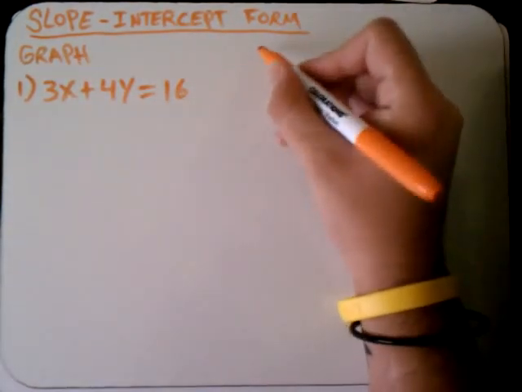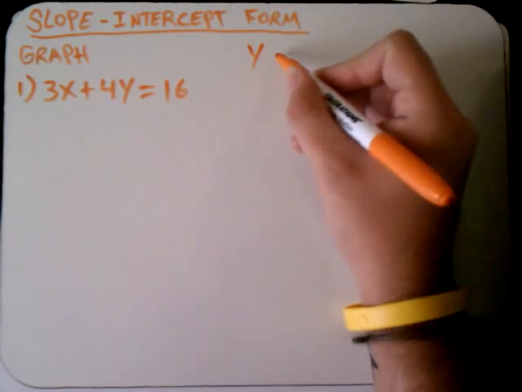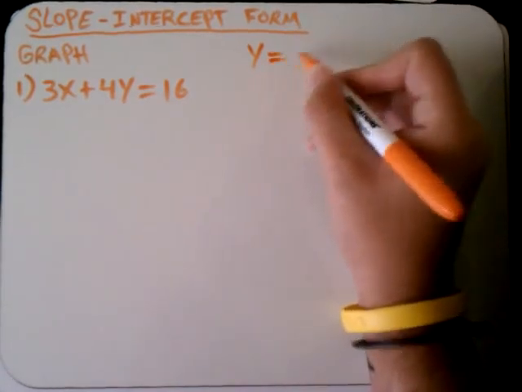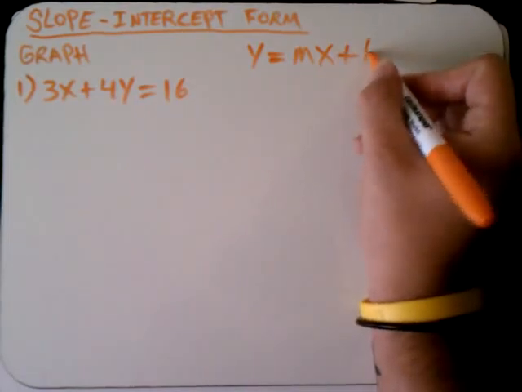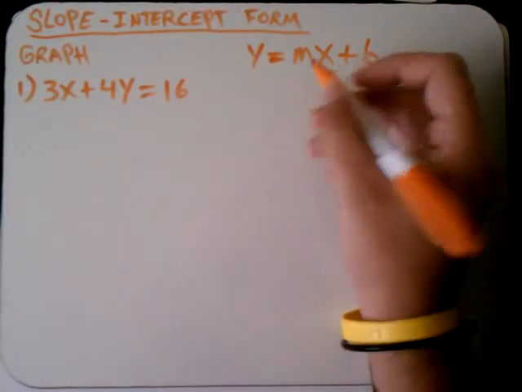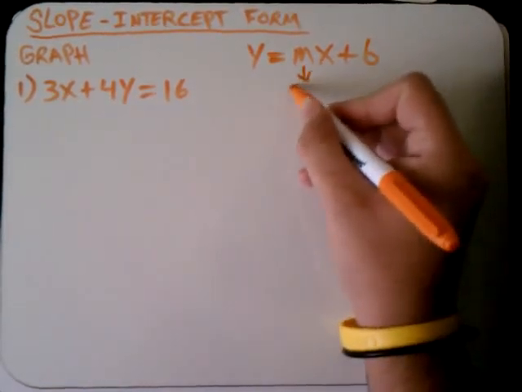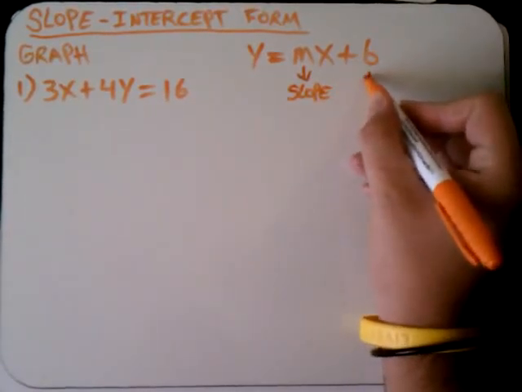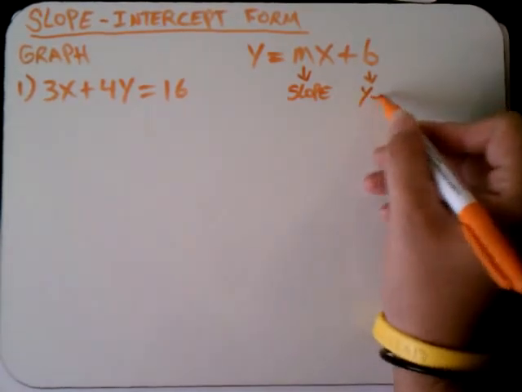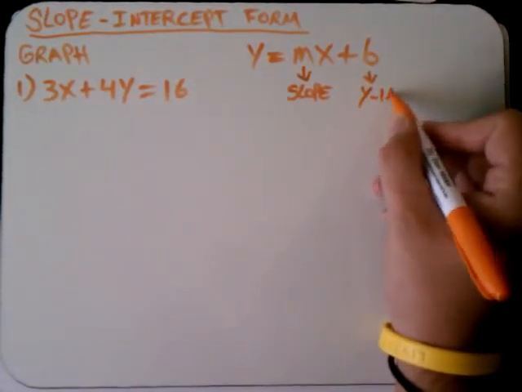If you don't remember, slope-intercept form is in the form of y equals mx plus b, okay, where m is the slope and b is the y-intercept.